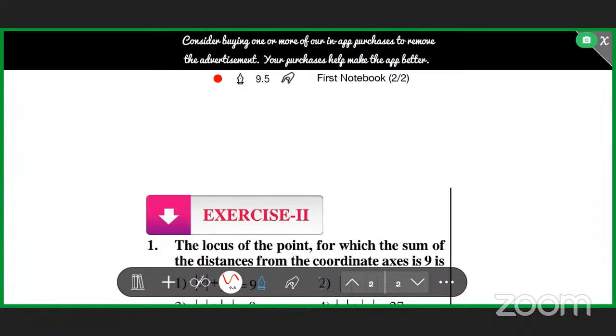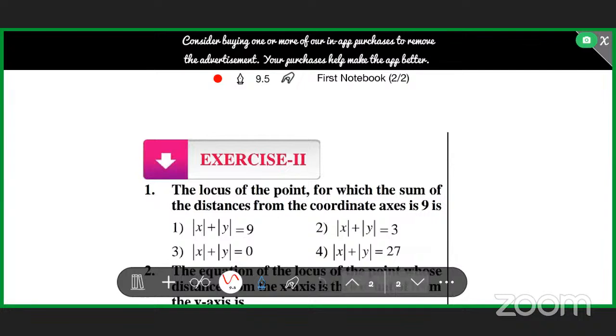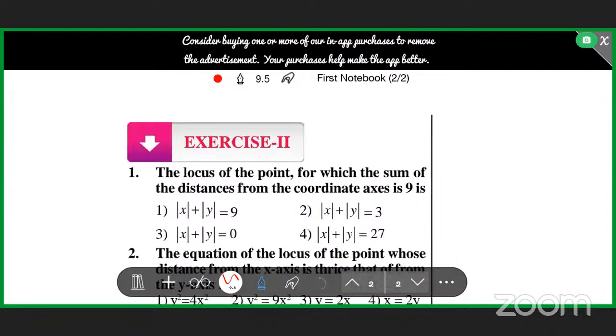Now we go to level 1, step 2, exercise 2. More or less the same type of questions are there, whatever we discussed, almost 25 to 27 questions. So some of the questions I'll explain to you and I'll give you as homework. Please take note. We'll go first to level 2.